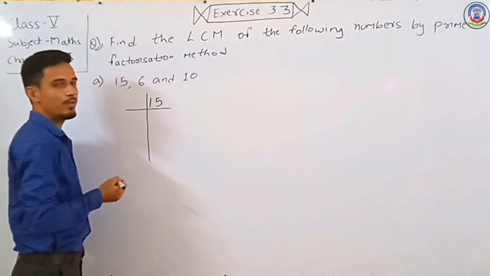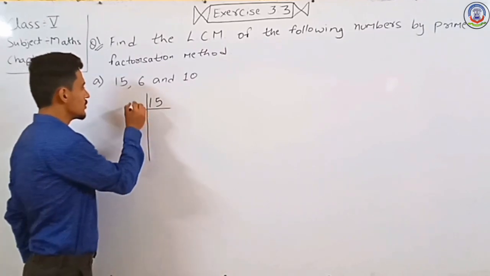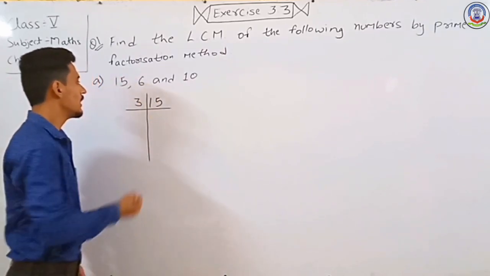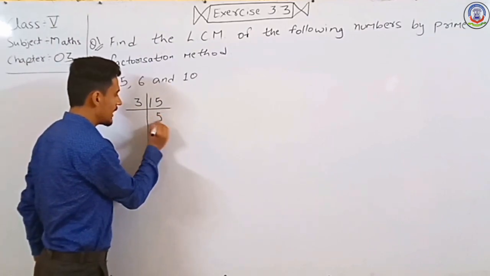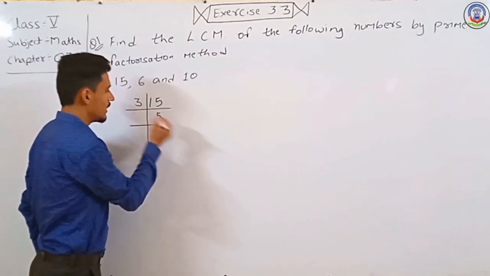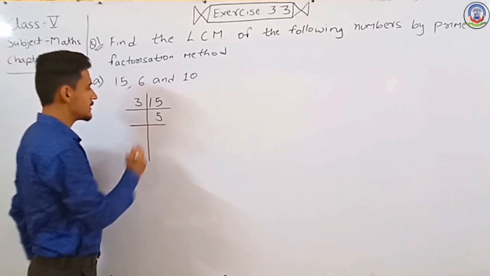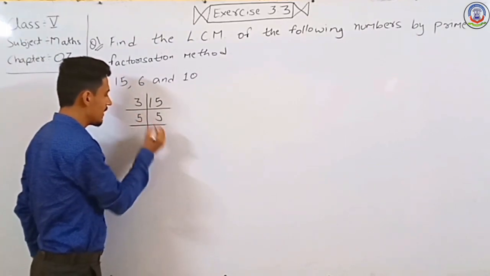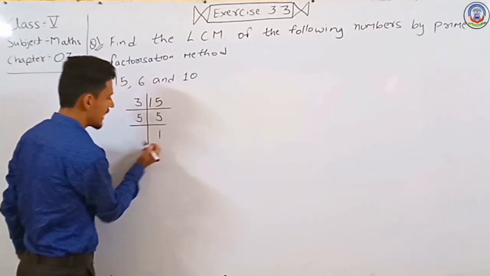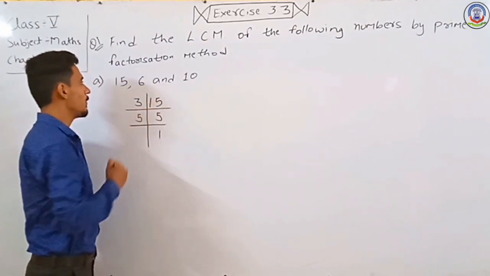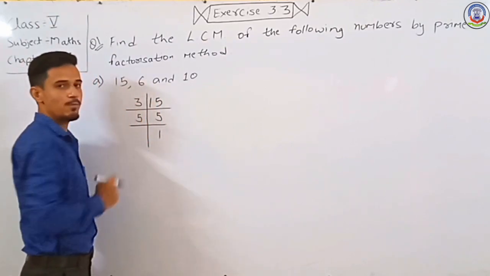So 15 is divisible by 3. So we write here 3. It comes 5 times. So it is 5. Now 5 is prime number. So we write here 5 and it comes at 1 time. So 15 factors are 3 and 5.